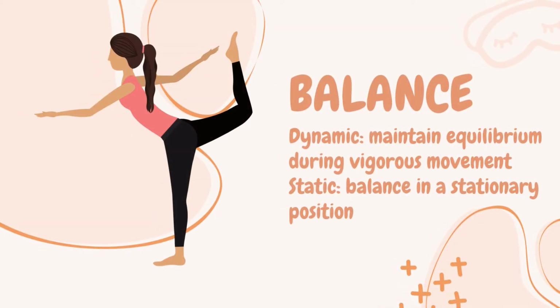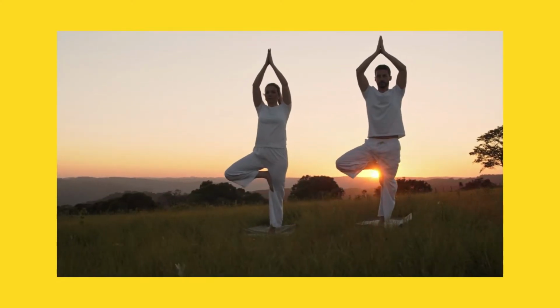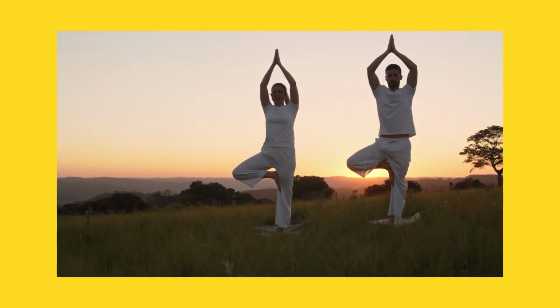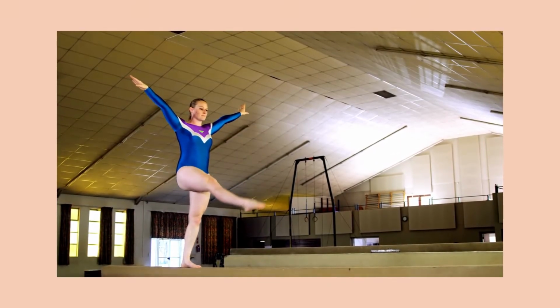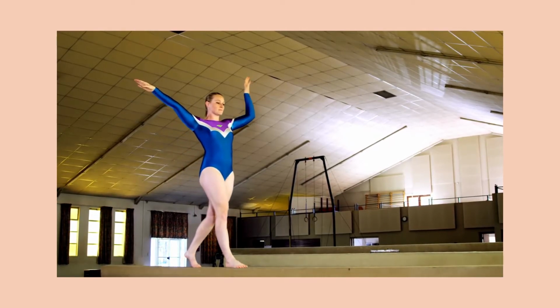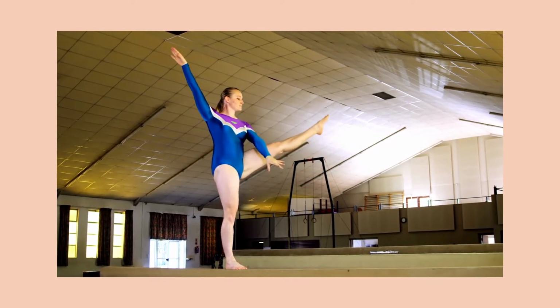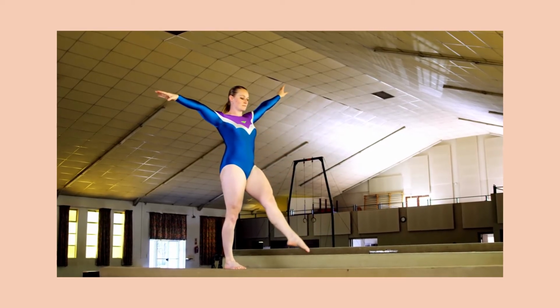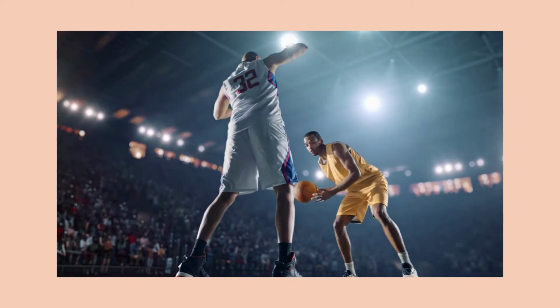This component is balance. There are two types of balance, dynamic and static. Dynamic is the ability to stay balanced when you are moving, and static is the ability to stay balanced when you are not. This picture is a good example of static balance. They are balancing on one leg, but they are not moving. Here we have an example of a gymnast on a high beam moving while staying balanced. Dynamic balance is crucial in most sports, basketball, soccer, baseball, whatever you can think of, you need to stay balanced while you move.